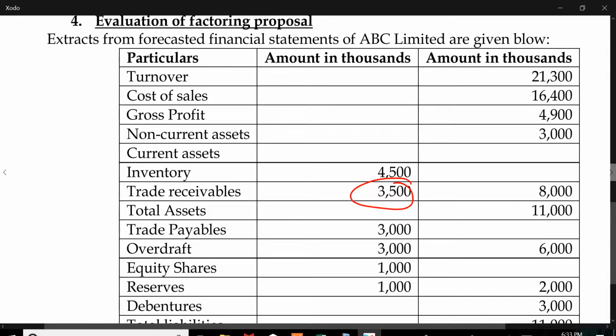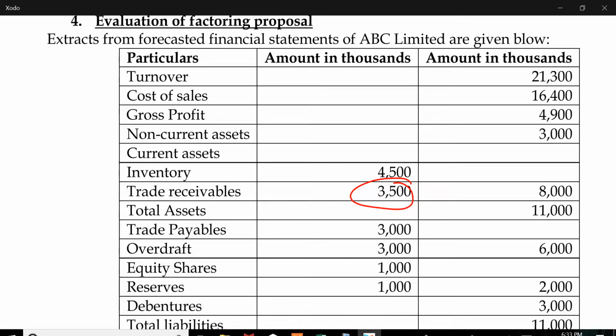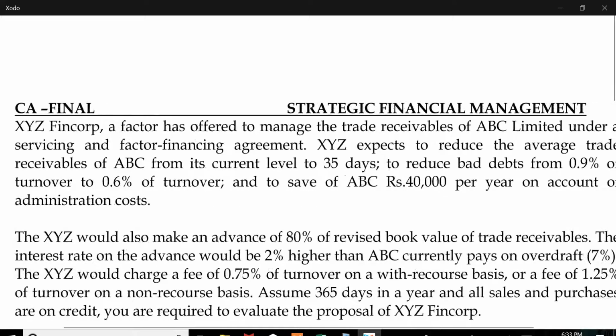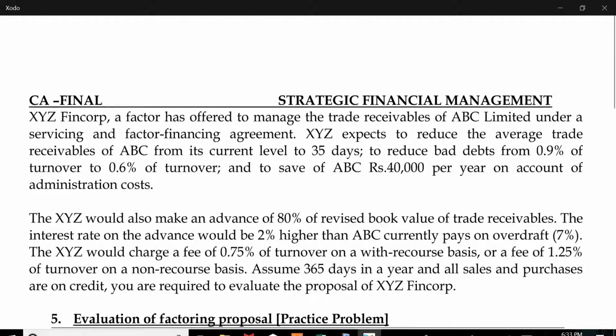Okay, let's start discussing this. This is a balance sheet of the company and I will focus on only one important number, which is receivables. So 3,500,000 is the current receivables position of the company. Now I am calling up a factor and saying, boss, why don't you manage my receivables?